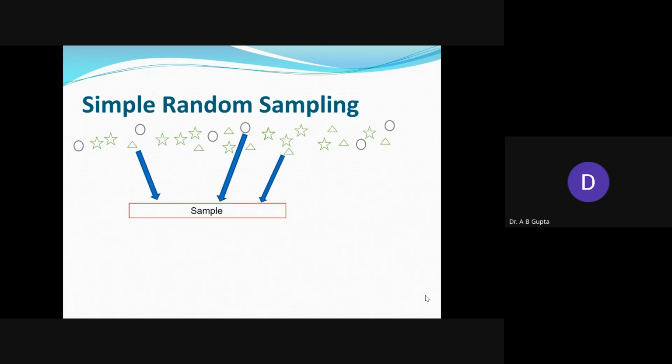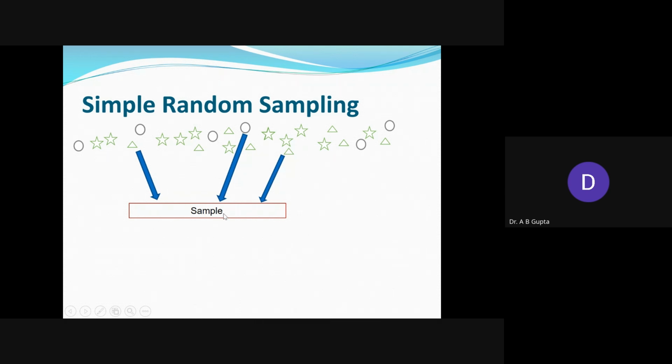Just see this example. The population I am showing here is this: star, triangle, circle. Say I have to select three items from this population, and every element has an equal probability of getting selected. So one item I am selecting is this, one is this, and one is this. These three items will constitute my sample.